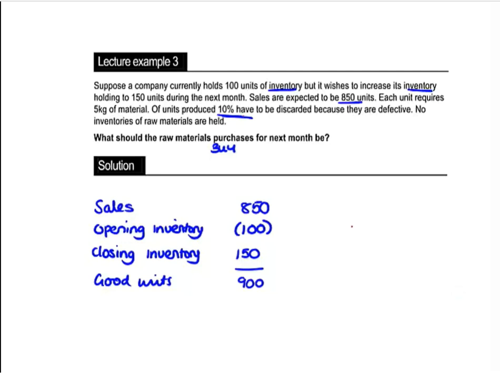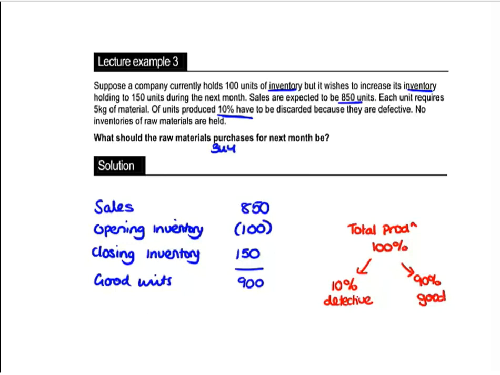So in terms then of total production, we're going to make 100% of the units. 10% of what we make is defective, or goes in the bin. So that means that 90% of what we make must be good output.